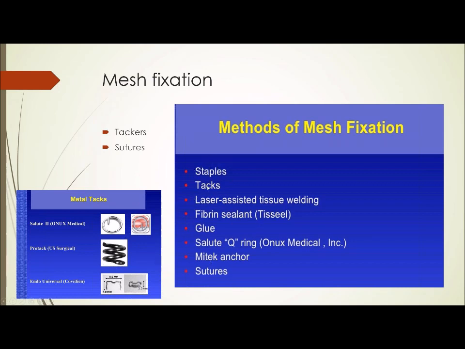You can use staples, you can use tacks, you can even use laser-assisted tissue welding. You can use a fibrin sealant. Just put a small amount of fibrin, the mesh sticks to it, right? Or you can use a fibrin glue. Or you can use anchor sutures, but the best of all these, I think, are sutures, which can be intracorporeal sutures, or you can use a transfascial suture.